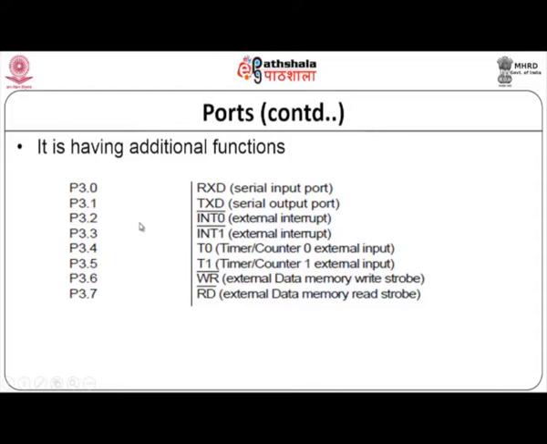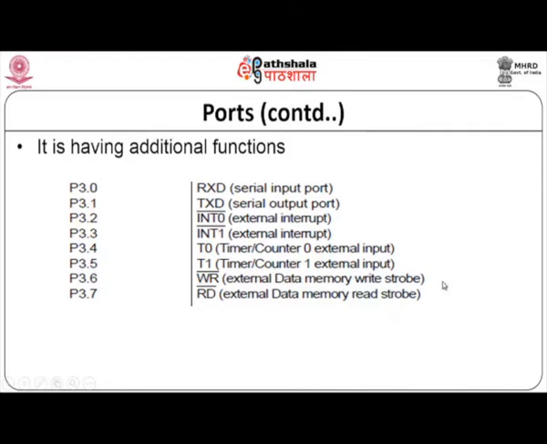So, 2 interrupt pins are supported, and P3.4 and P3.5 are 2 pins that you can use as counters also. If I want to count something happening outside, that can be given as an input to these pins so that I can count how many times that particular thing has happened. And 3.6 and 3.7 are for the external data memory write strobe and read strobe.